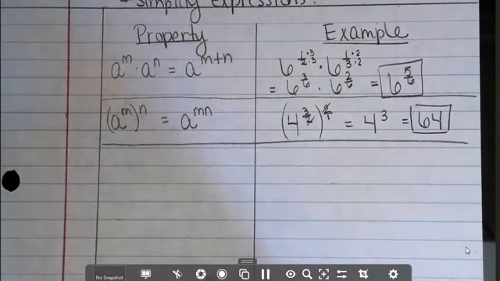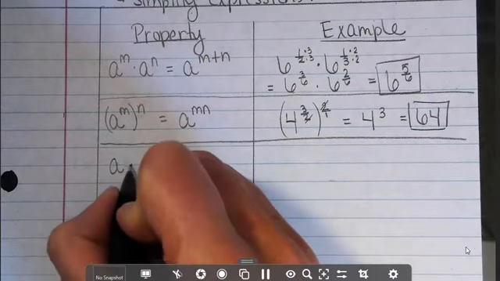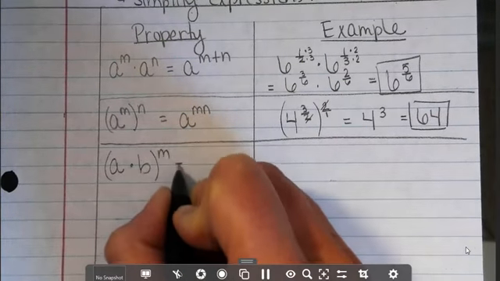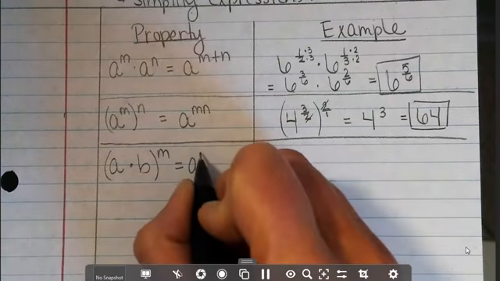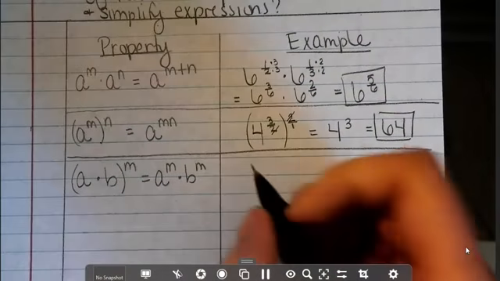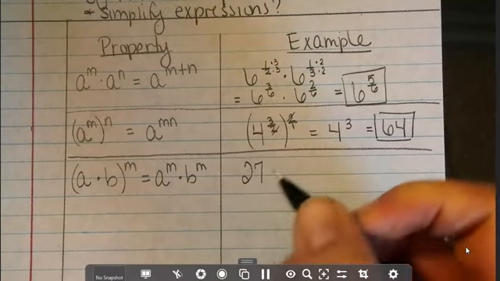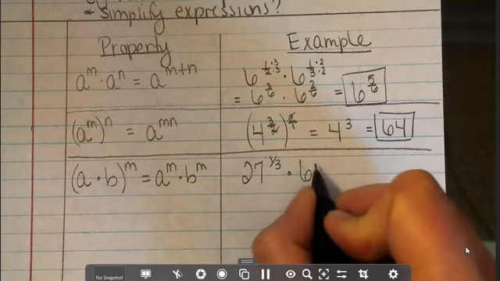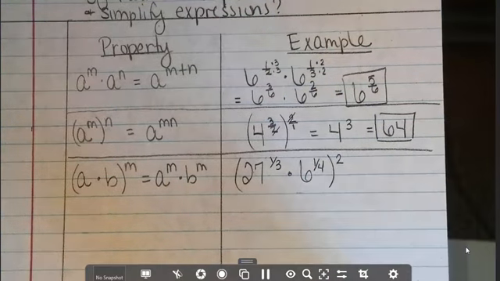If you wanted to draw lines in here to kind of separate these, that might be useful. All right, next property is going to be, let's see, how about a times b? So I've got some product being raised to a power. Well, that's really the same thing. Now that power gets given to both factors, right? A to the m times b to the m. So for example, 27 to the 1/3 times 6 to the 1/4. And I'm going to raise that to the second power.